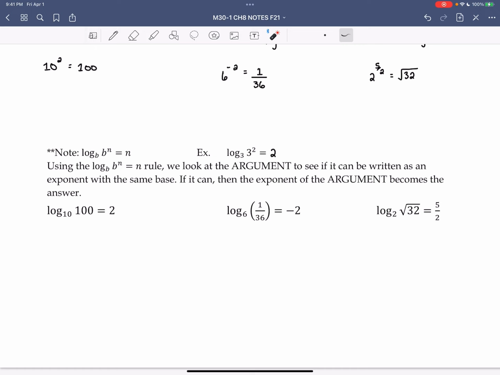Using the log base b of b to the power of n equals n rule, we look at the argument to see if it can be written as an exponent with the same base. If it can, then the exponent of the argument becomes the answer. So log base 10 of 100 equals 2. Let's see why. We can write log base 10 of 100 as log base 10 of 10 to the power of 2, which by the log base b of b to the power of n rule, since the argument is written as a power of the base, the exponent on the argument, which is 2, is the value of that log.